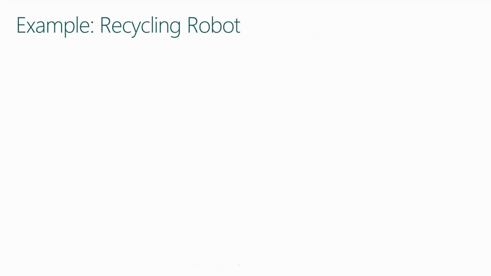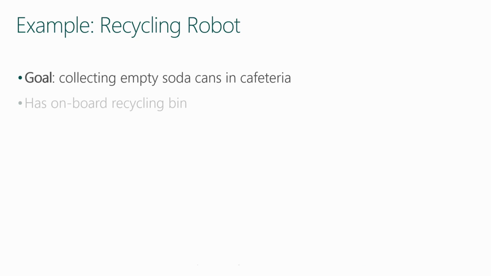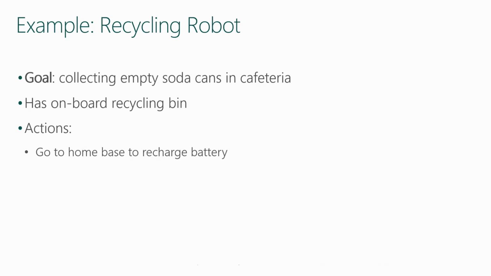So let's do an example of a recycling robot as an MDP problem. Its goal is to collect empty soda cans in a cafeteria, and it has an onboard recycling bin where it puts the cans. The actions that it can take are go home to the home base and recharge its battery, search for cans, or wait for someone to bring it a can.